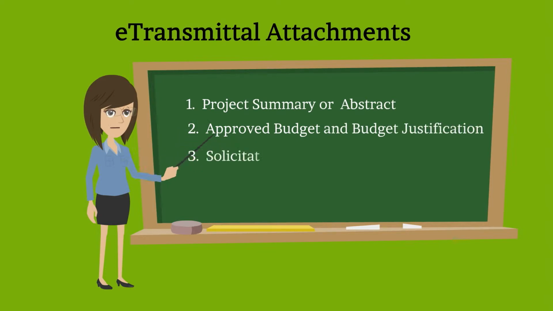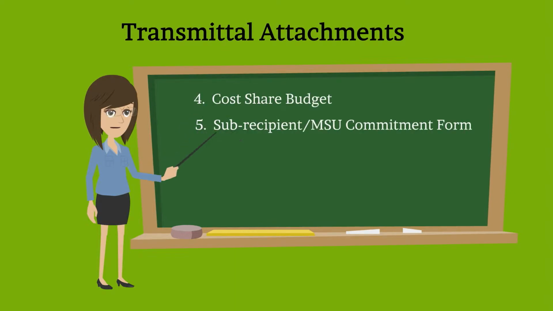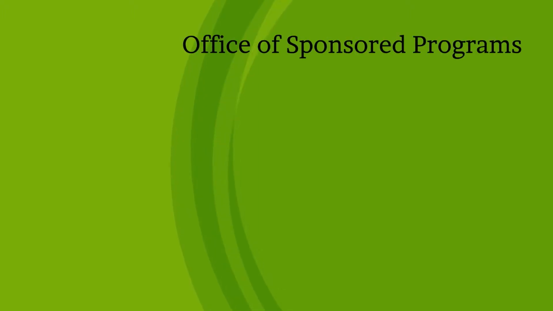Every Etransmittal should have a project summary or abstract attached, an approved budget and budget justification, and the solicitation if available. Other documents such as a cost share budget, a subrecipient commitment form, or MSU commitment form can be attached. An indirect cost waiver approval and the principal investigator waiver approval should also be attached if they apply to the submission.